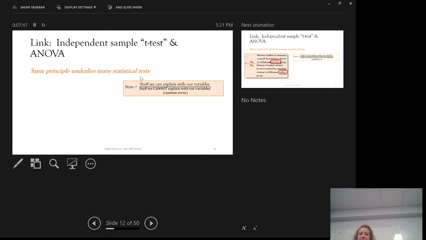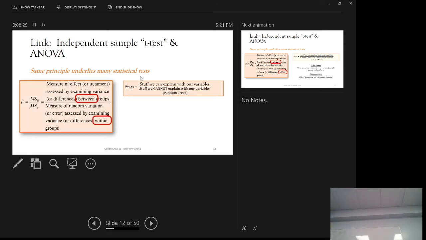Okay. So, stats. When we do our stats, whether it's a t-test or an ANOVA or an r-squared, whatever we're doing, we're always making a fraction, a ratio. And on top, we put all the stuff we can explain with our variables. And on the bottom, we put stuff we cannot explain with our random variable. A lot of times that's how we do it. How much can we explain? Remember when we did r-squared, we did the proportion of variance explained? A lot of times we do the same thing.